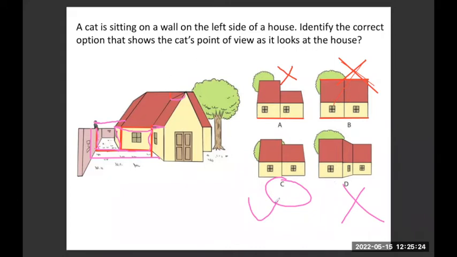So based on that conclusion, I will say C is the correct one, and option A and B are clearly not possible. I negated that first, and then option D is only possible if the cat's position was further up, towards the end of the wall. Is that clear? Okay.